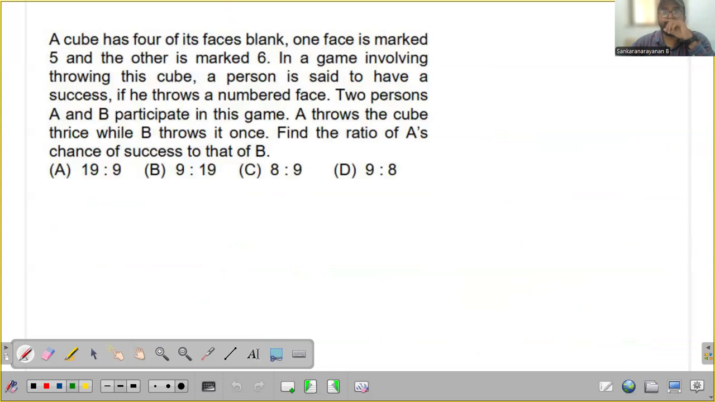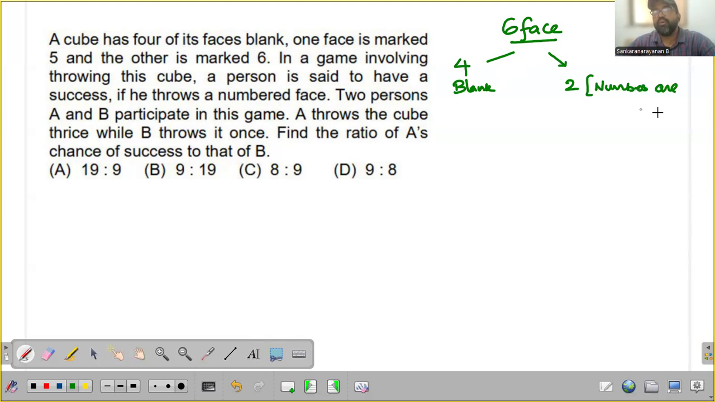Have a look at this question. We can see that here a cube has 4 of its faces blank. One face is marked 5 and the other is marked 6. A cube has 6 faces, out of which 4 are blank, and on the remaining 2 you can see that numbers are written. Now 4 plus 2 is equal to 6.